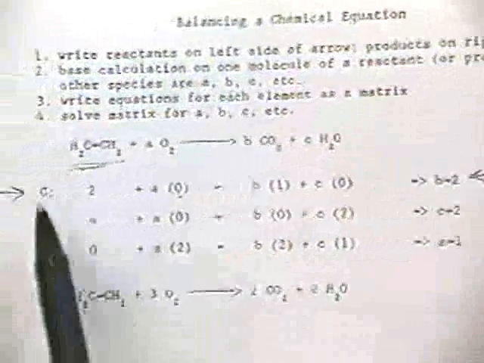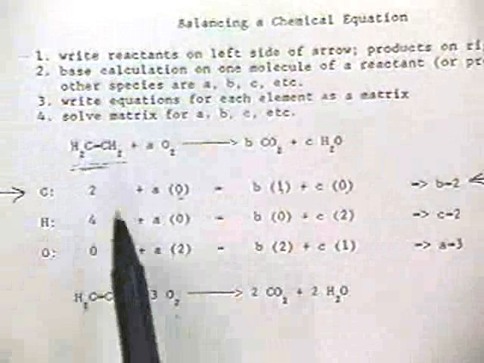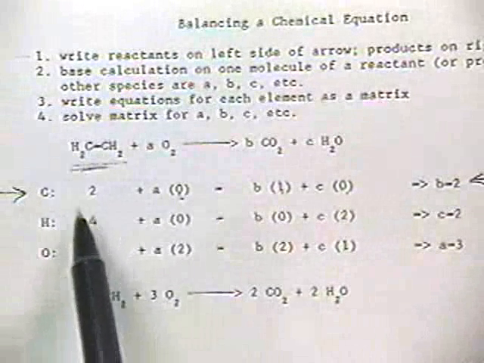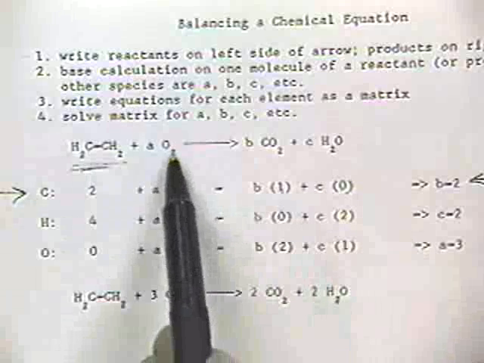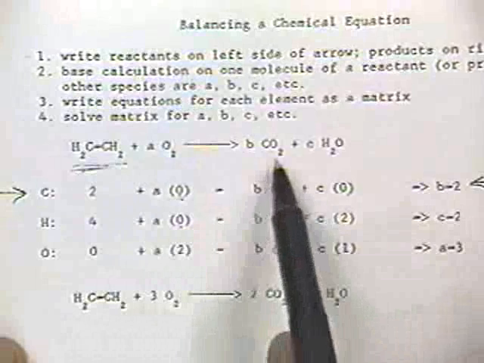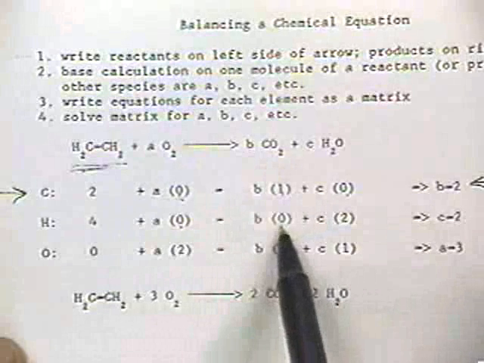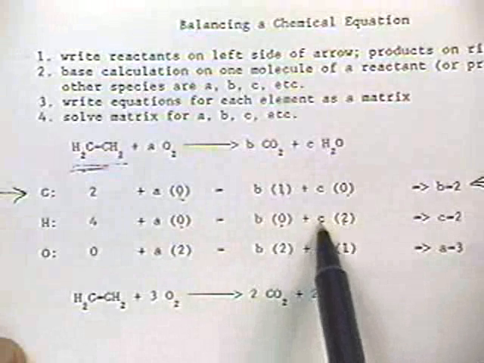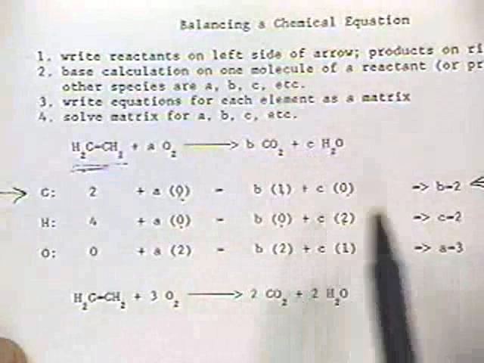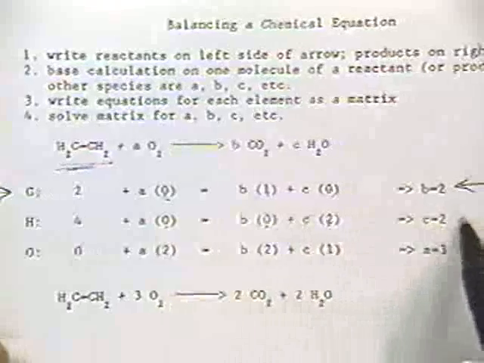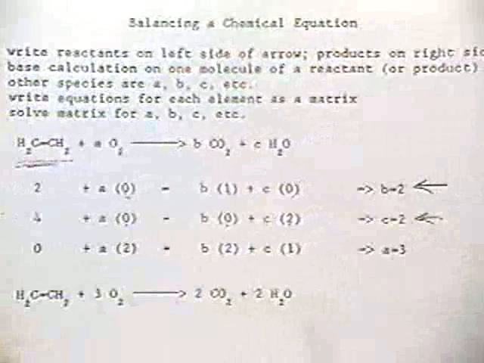1 equation, 1 unknown. Next, let's talk about the hydrogen. There are 1, 2, 3, 4 hydrogens in this species. There's only, of course, 1 of them. There aren't any hydrogens in this species, so we put a 0 down. There aren't any hydrogens in this species, so we put a 0 down. But there are 2 hydrogens in this species, and there are C of them. Again, we have 1 equation, 1 unknown, and we can find out from that that C has to be 2.